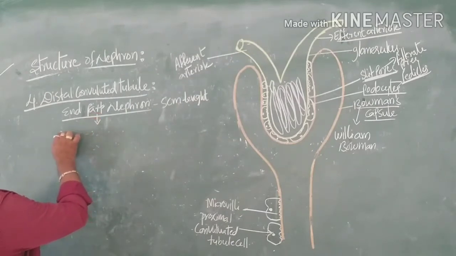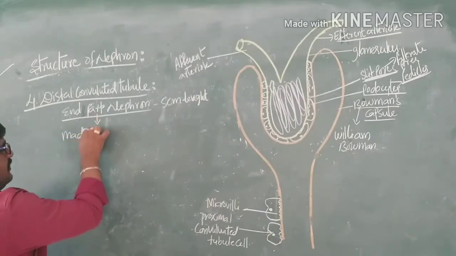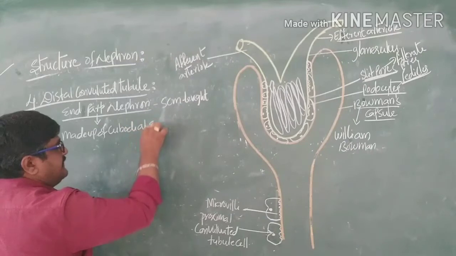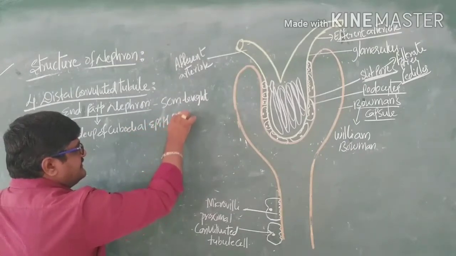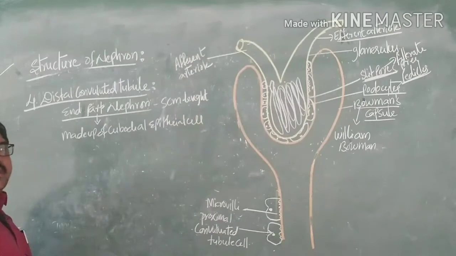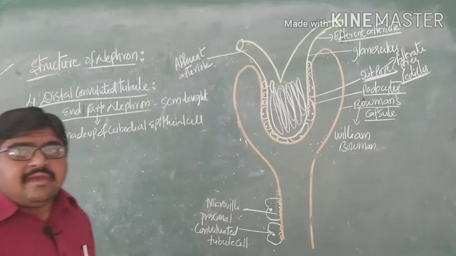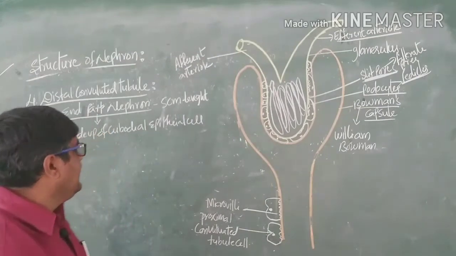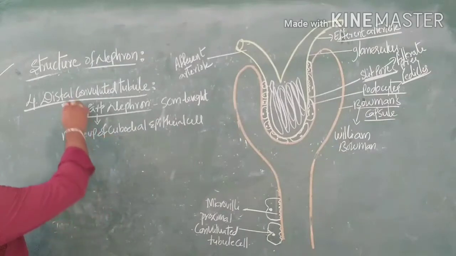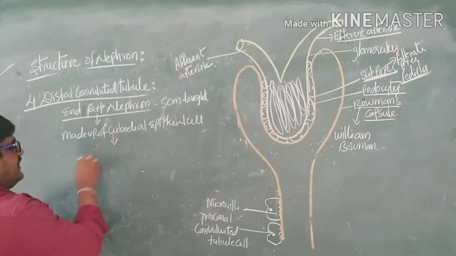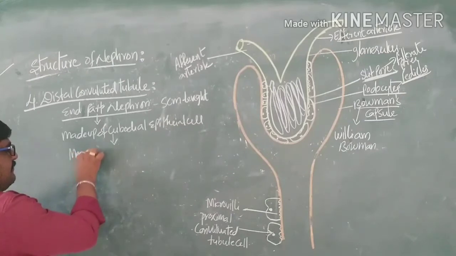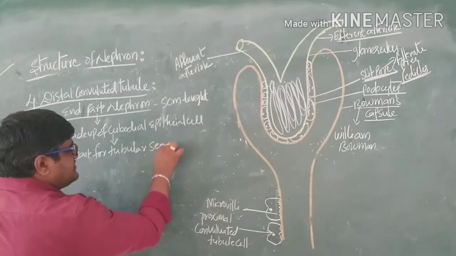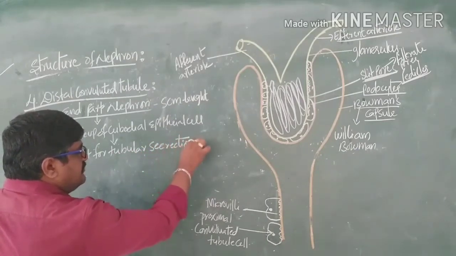Here this distal convoluted tubule is made up of cuboidal epithelial cells. There are no microvilli present. It is made up of cuboidal cells, and the distal convoluted tubule is mainly meant for tubular secretion.